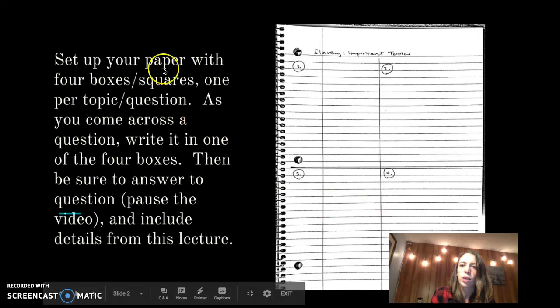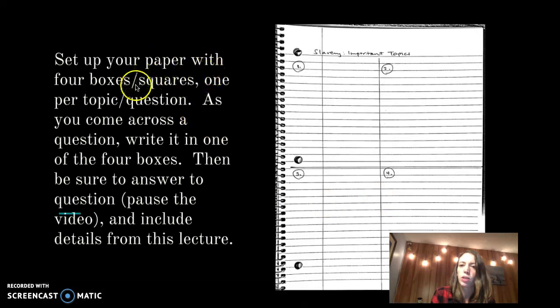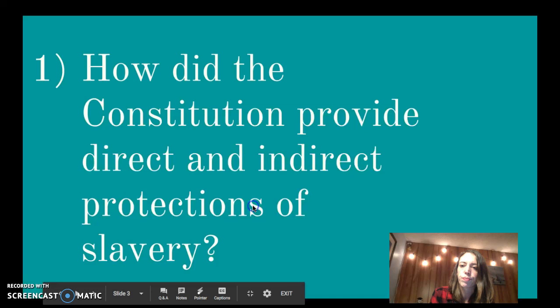So here's how you're going to set up your notebook. You're going to have four boxes or squares, one per topic. And as you come across the question, write it in one of the four boxes. So make sure you get the question down first. And then pause the video when you need to. Get down details from the lecture underneath each question.